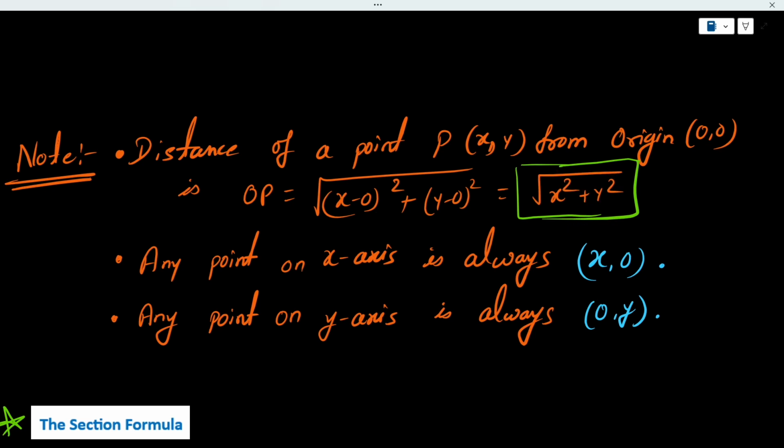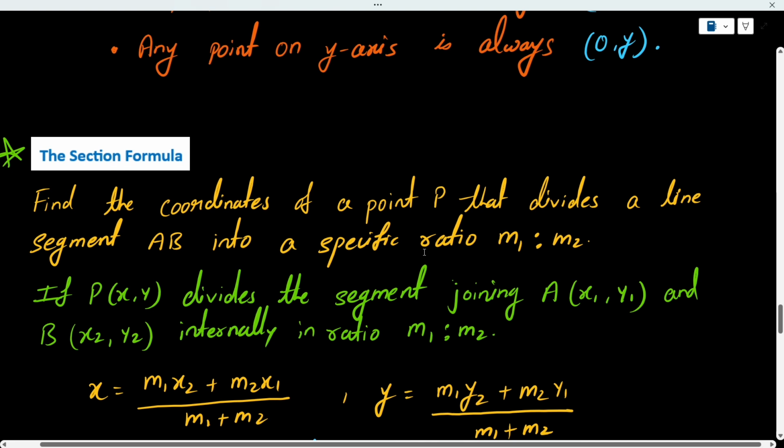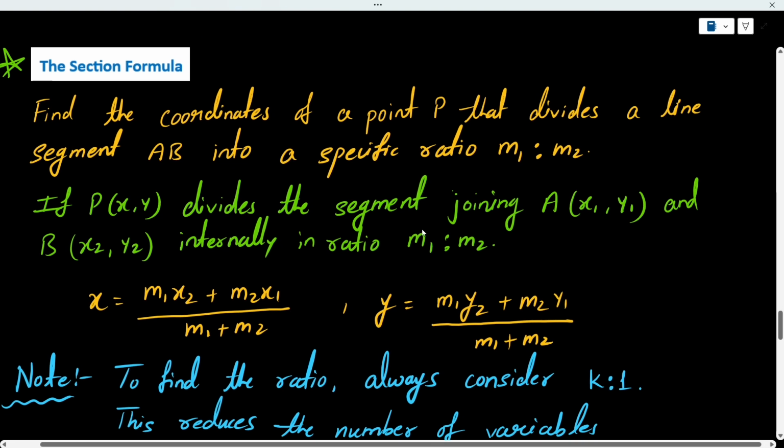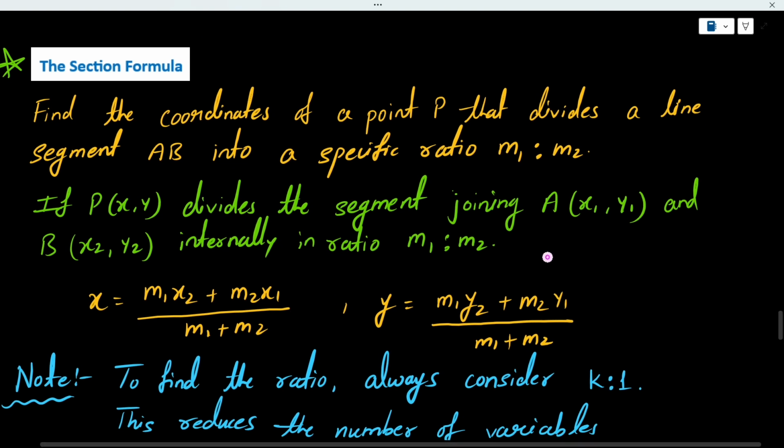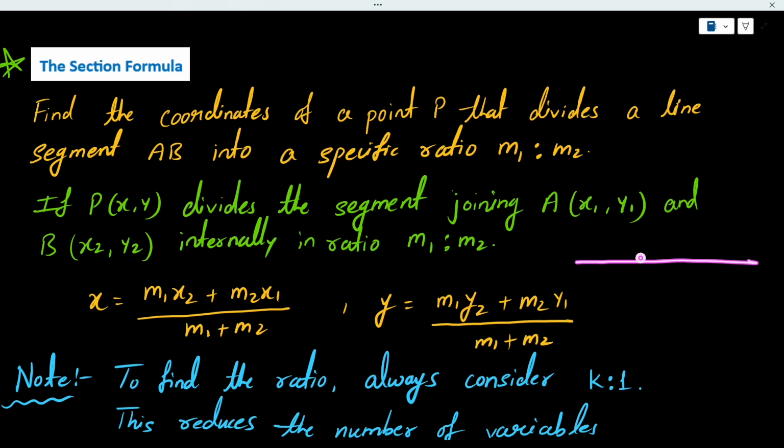Now, other than this, you should always remember any point on x-axis will always be in the form of x comma 0. Then any point on y-axis is always in the form of 0 comma y, right? Now, after that, what is the second topic in this chapter here? Section formula. Section formula means when a line is divided by a point.